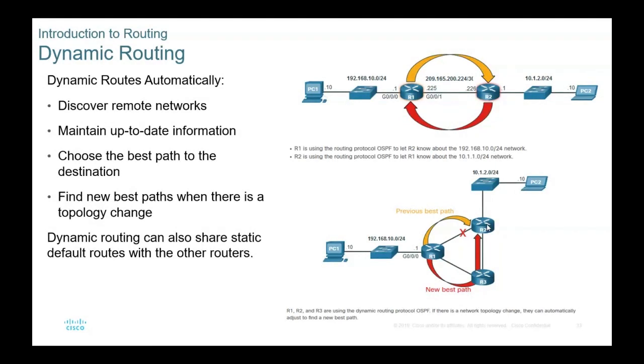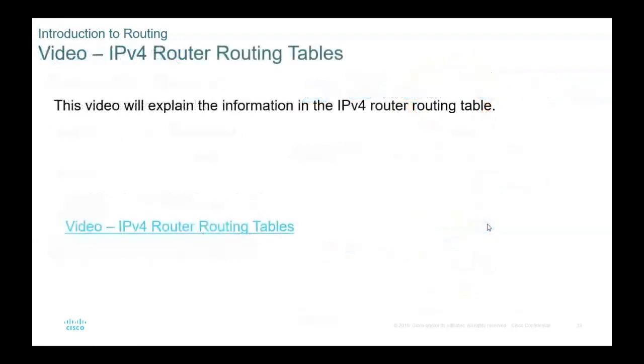You see how they can compensate or adjust to the new topology very quickly and easily, and you don't have to do anything. It chooses the best path for a destination, and finds a new best path when there is a topology change. Dynamic routing can also share static routes with other routers as well.